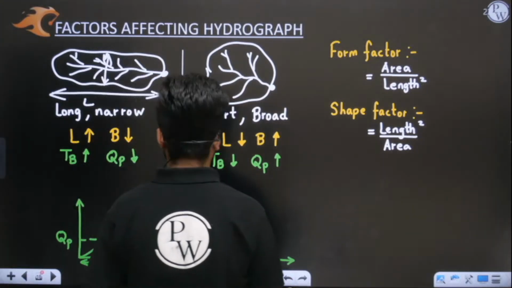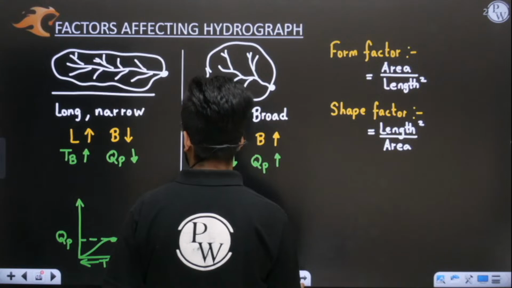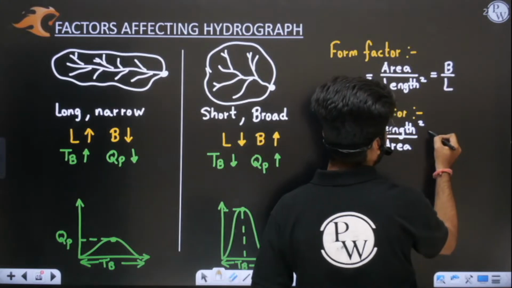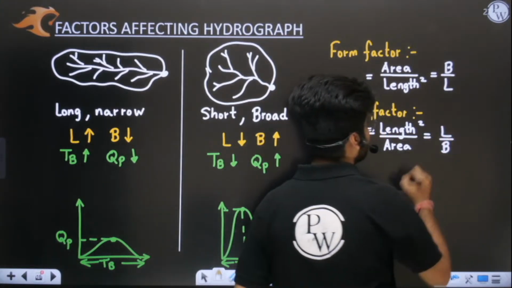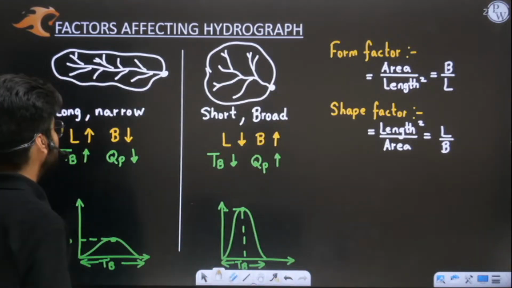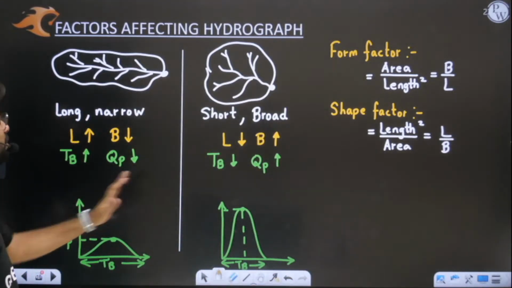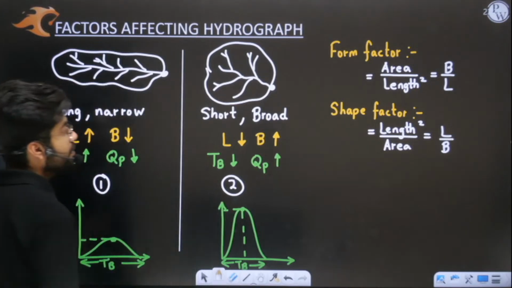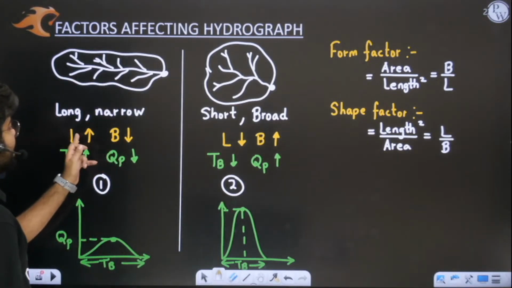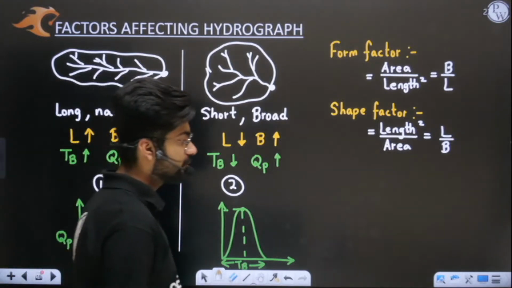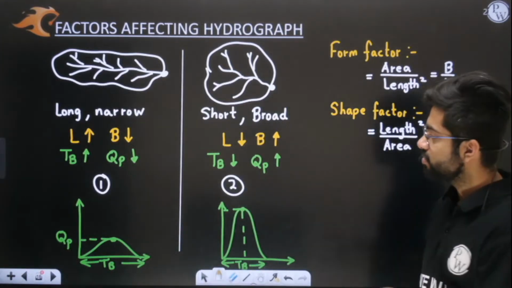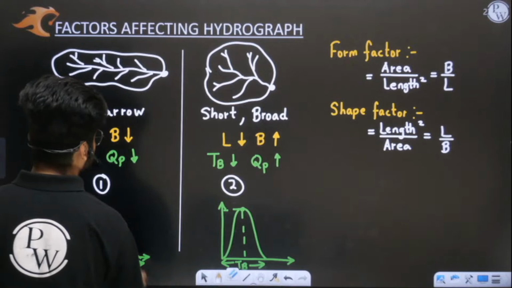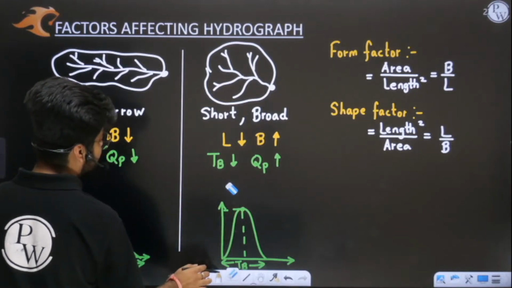So the form factor will be more or less equal to B by L. And here it will be L by B. Can you tell me in which of them form factor will be more? Will it be more in the first case or in the second case? Form factor means almost the ratio of B by L. So B by L ratio will be more in which case? Sir, in the first case length is more but width is less.